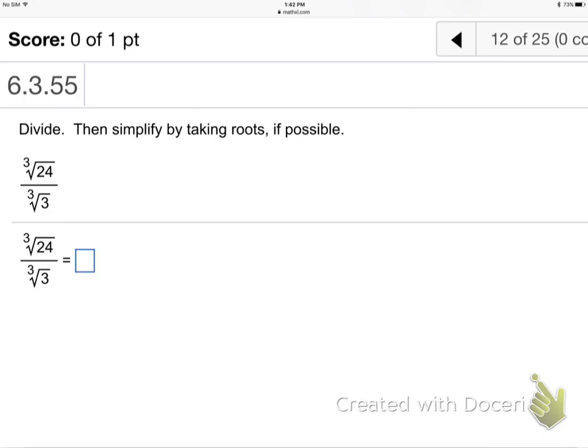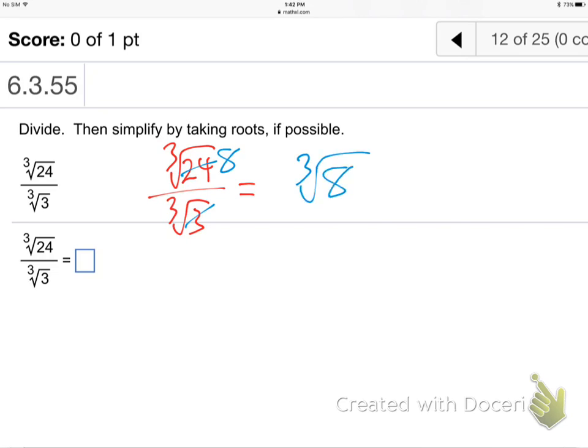Okay, so we have the cube root of 24 over the cube root of 3. So give that a try. Can you just divide them? Totally. Yeah, because they're both in cube roots. They're both in roots. Just go ahead and divide them. So 3 goes into 24 8 times. So take it from there now.